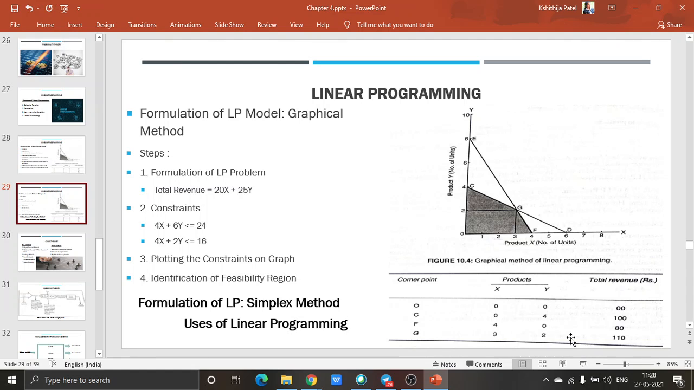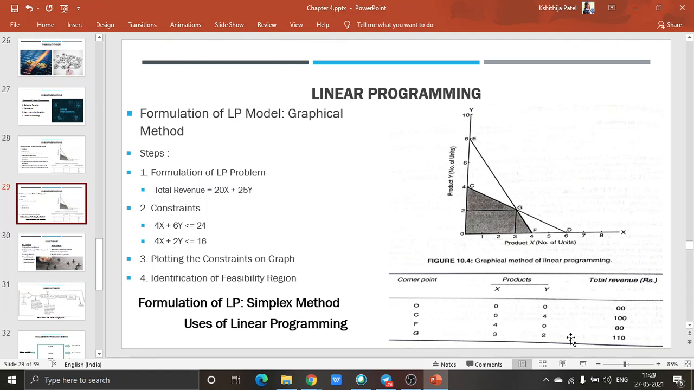Now, LP models can be used in a variety of decisions related to any sector: agriculture, industry, construction, or contract hours, any field. As long as you can mathematically convert the problems and the constraints, linear programming is a very effective way which can be used. So this is all regarding linear programming.